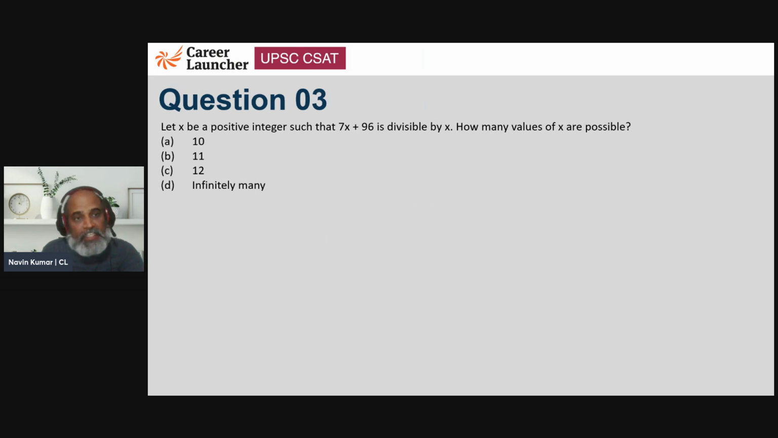Another problem. Let x be a positive integer such that 7x plus 96 is divisible by x. How many values of x are possible? Since we are told positive integers, we can't think of fractions, decimal points and irrational values, right? We can only think of 1, 2, 3, 4, 5, 6 and those numbers. Now 7x plus 96 is going to be divisible by x, which means 7x by x plus 96 by x. Now 7x is divisible by x, we get a 7. So basically we need to say that 96 should be divisible by x.